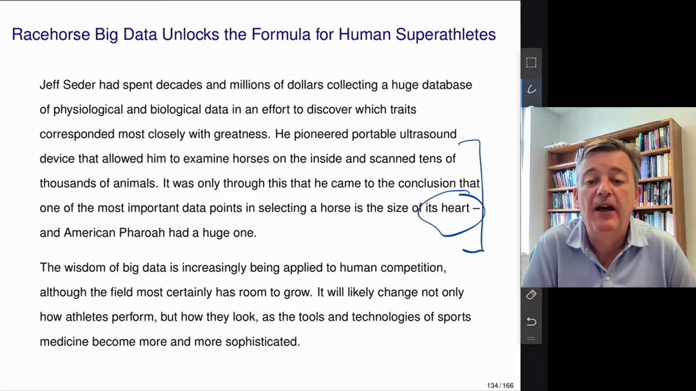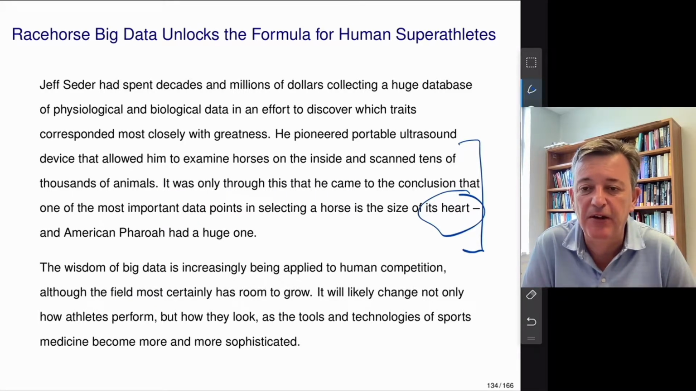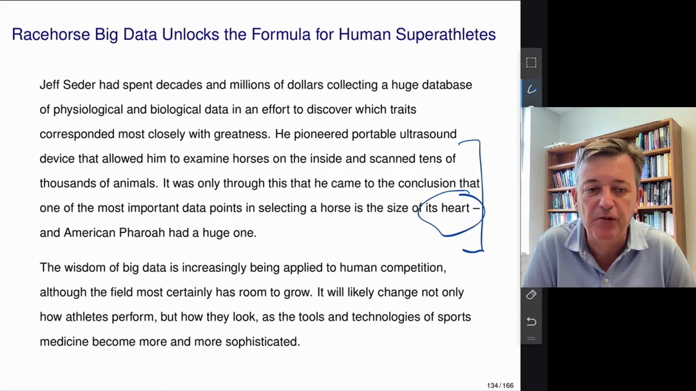So there's a huge science to trying to pick what are the good horses in the yearling sales. So essentially, you're looking at a baby and then trying to figure out, okay, are they going to be a really good runner when they're fully grown?